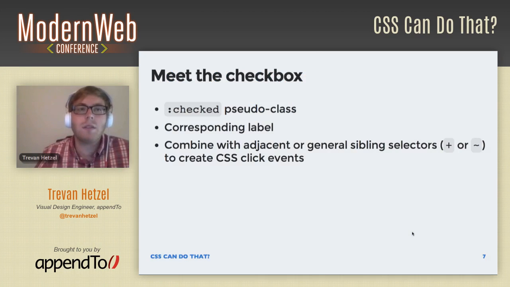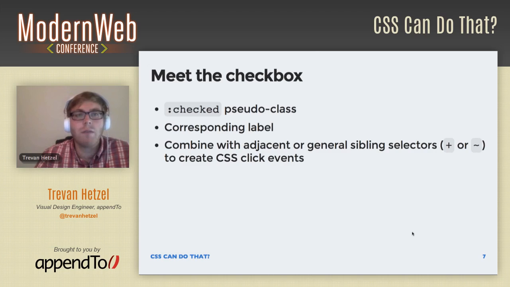A few things that make the checkbox so awesome and allow you to use it to create click events is, first of all, checkboxes and radios too, but we're just going to focus on the checkbox for this talk. They have a pseudo class called checked, and that checked pseudo class is really what we utilize to say, hey, when this is checked, do something. Just like a JavaScript toggling effect.